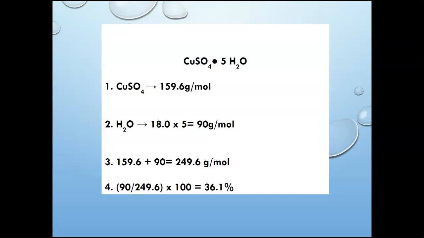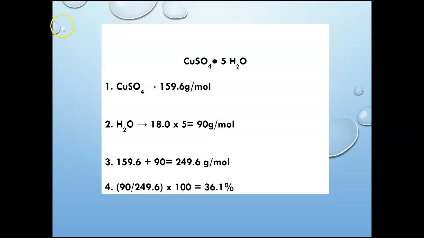Okay, now we're looking for the percentage of the water. So we're going to take the molar mass of the water, which was 90 grams per mole, divide by the total mass of the entire compound, which is 249.6, multiply that by 100, and then we get our percentage of 36.1%. So if we're looking at this compound, that means 36.1% of the compound would be composed of water. Okay, and that's it.